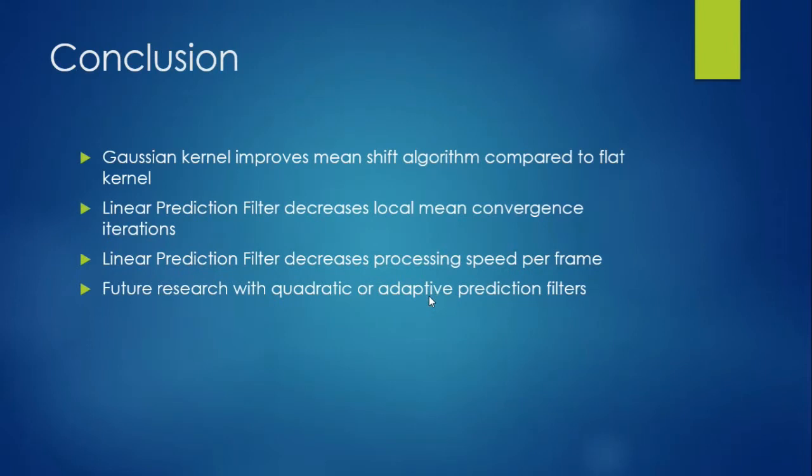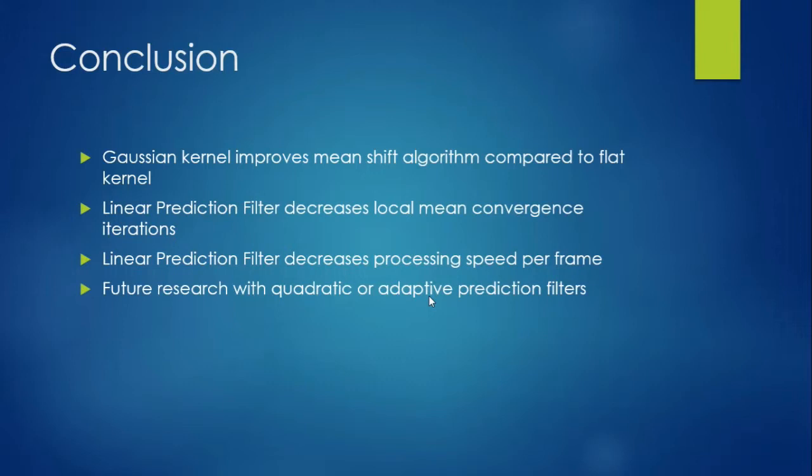So in conclusion, I have proved that applying a Gaussian kernel greatly improves the mean shift algorithm efficiency when compared to a flat kernel. Unless you designate a specific point or only a couple pixels of the flat kernel, it's going to lose its track, which I have shown. However, with a Gaussian kernel, due to the math behind it, it does in fact stay with the target pretty well.